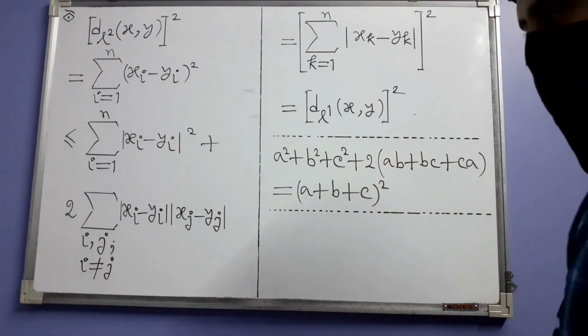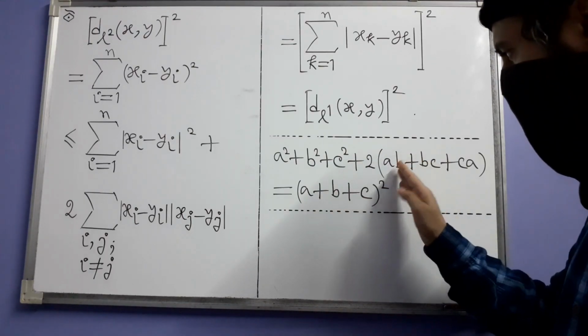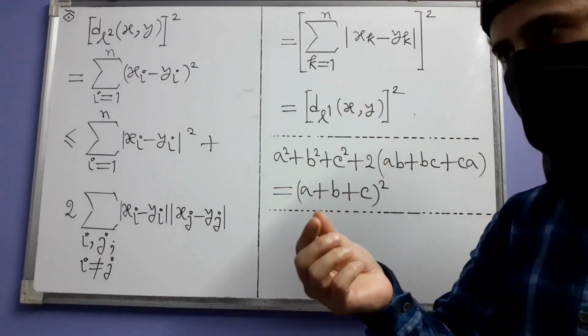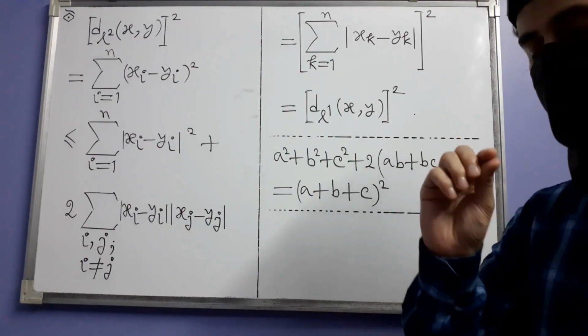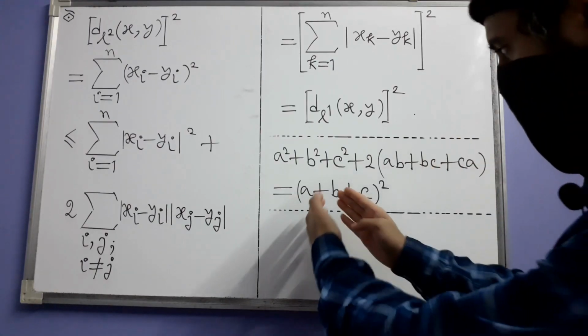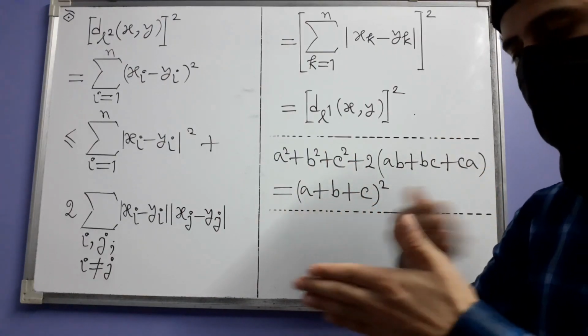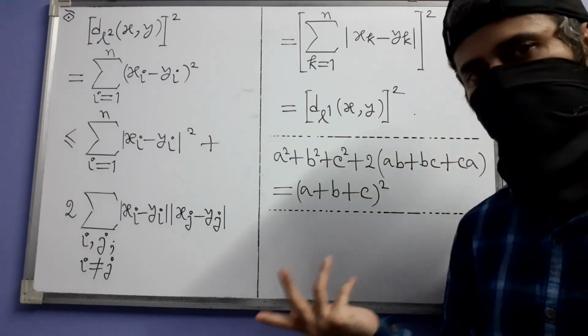And these appear twice because if a and b are involved, once you have ab, then with that you also have ba. If you write this as a plus b plus c times a plus b plus c and you do the multiplication, you will understand why these things come.